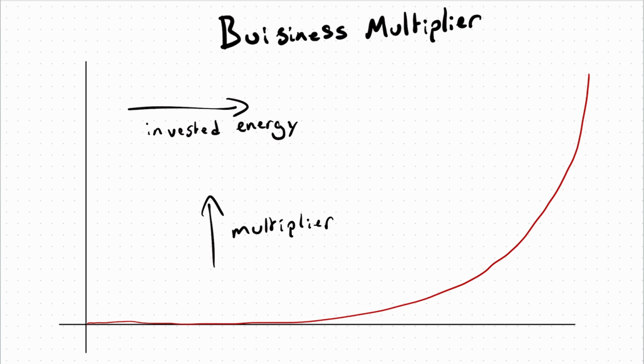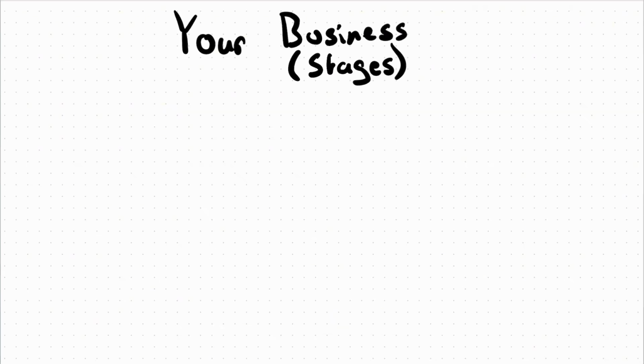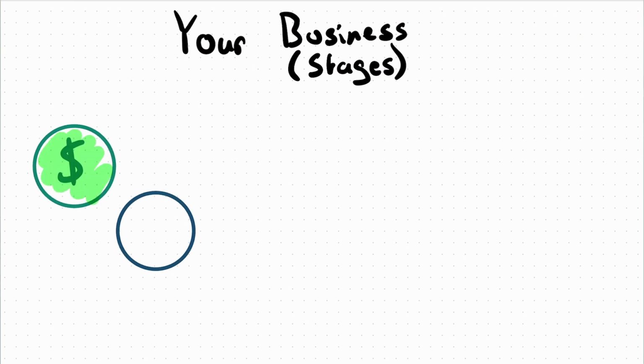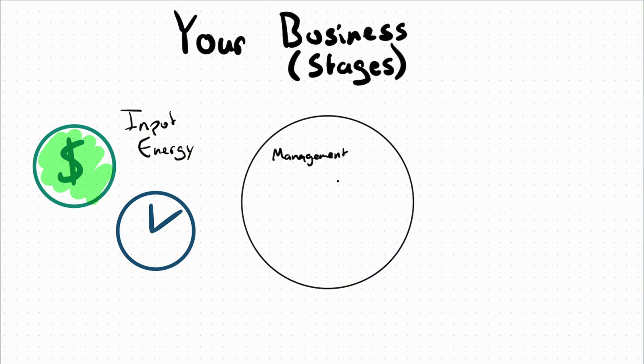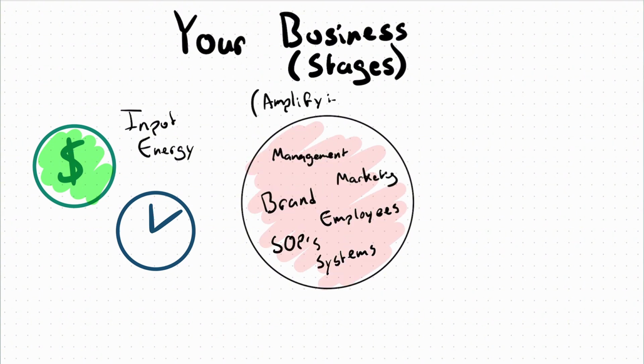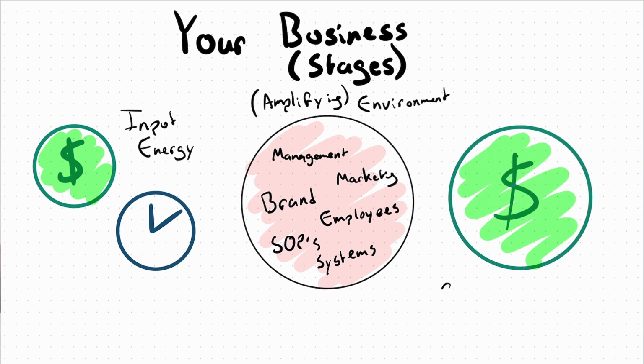Before I get into the actual methods, I just want to go into the root a little bit. Any business is just three parts. It is energy input, that is what you're putting into it. Energy takes form of money or time. So you're putting time and money into your company. Think of your company as an environment or a bubble, and that essentially amplifies your input and creates an output, usually in the form of money.